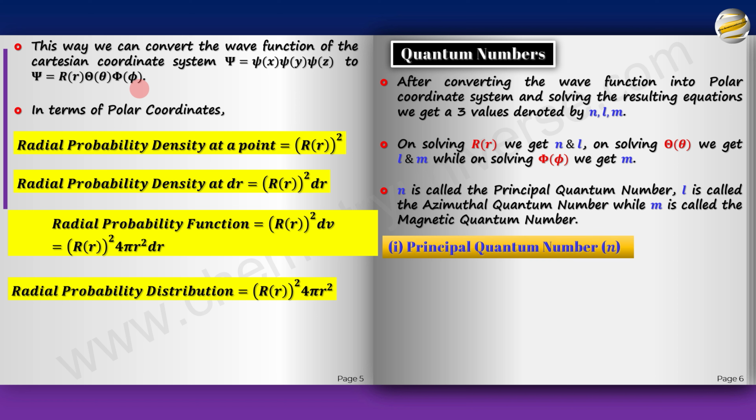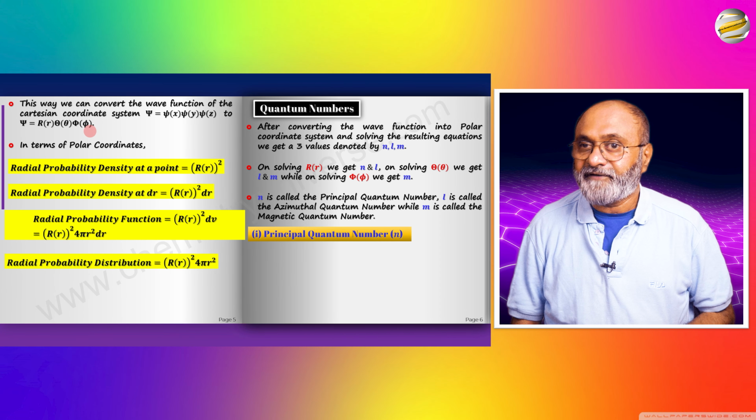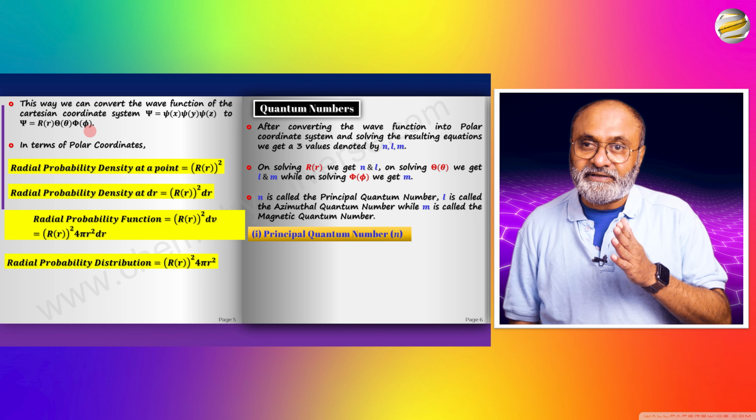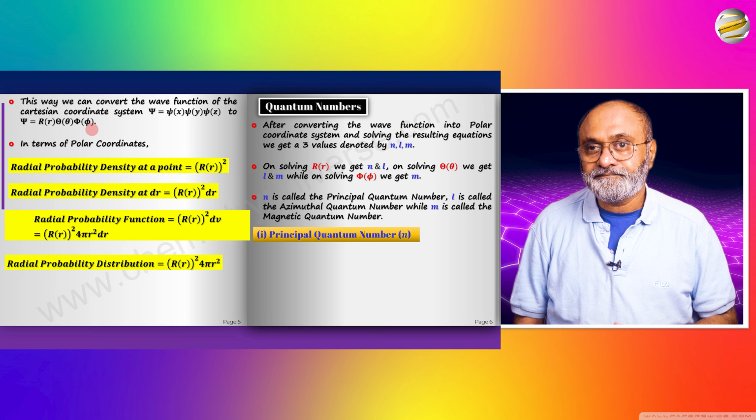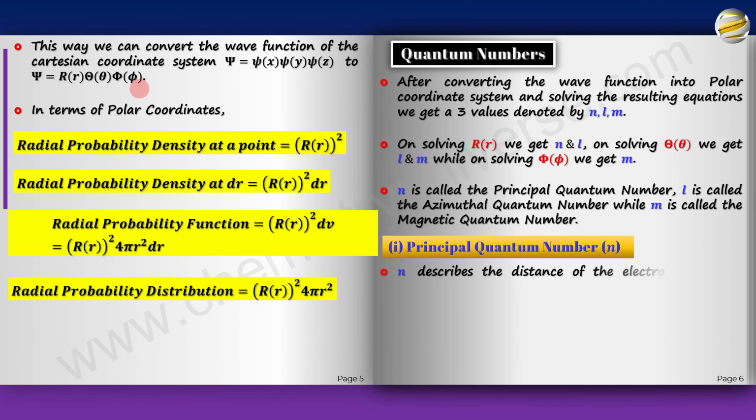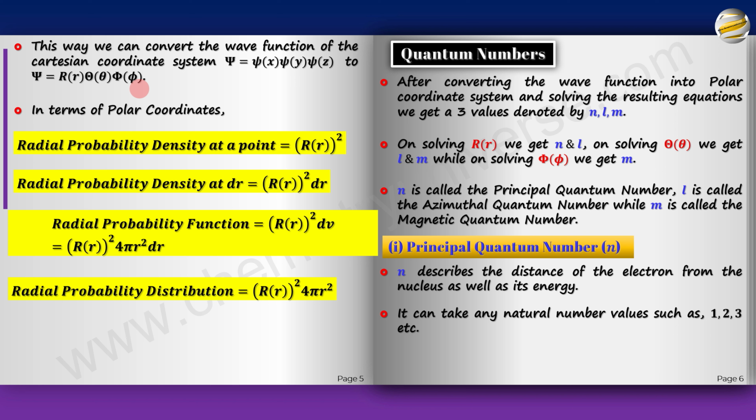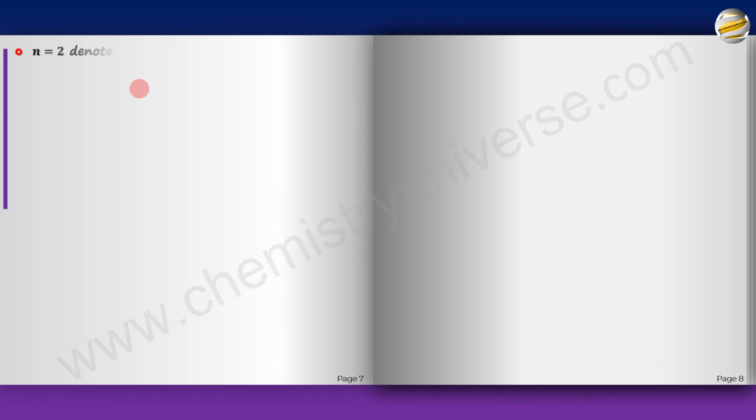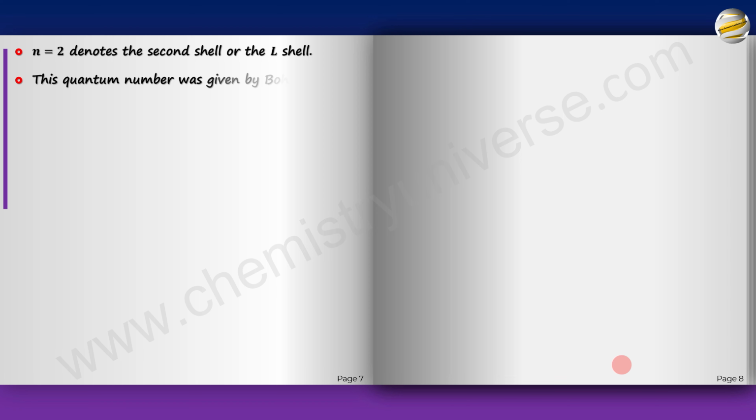Principal quantum number n. Now n describes the distance that the electron is present in from the nucleus. So it not only talks about distance, it also talks about its energy. And as we know, this is the same n that Bohr had given, and it can only take natural numbers 1, 2, 3, etc. And if you remember Bohr's theory, n equal to 1 is called the K shell, the first shell, while n equal to 2 represents the L shell, and so on. And this quantum number, as we know, was given by Niels Bohr in his theory.